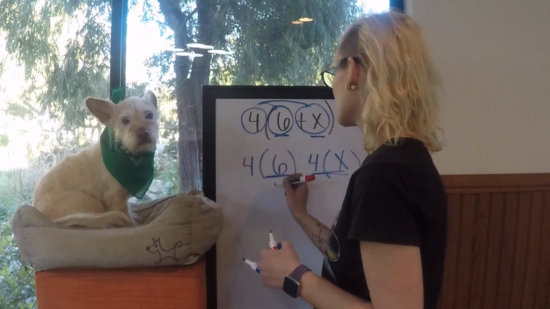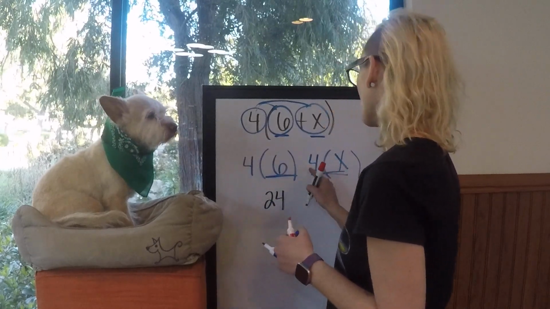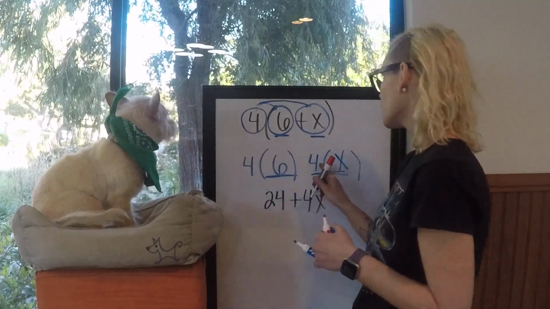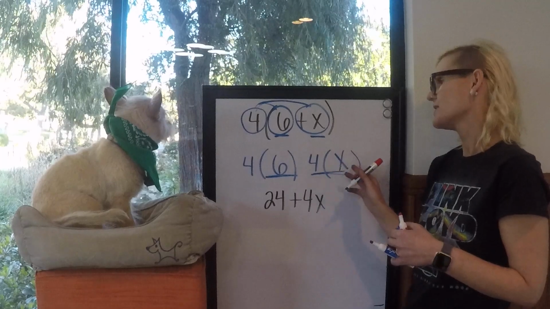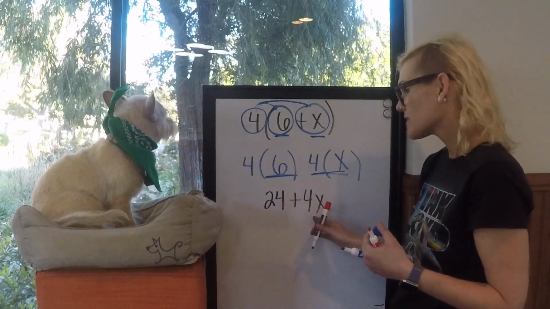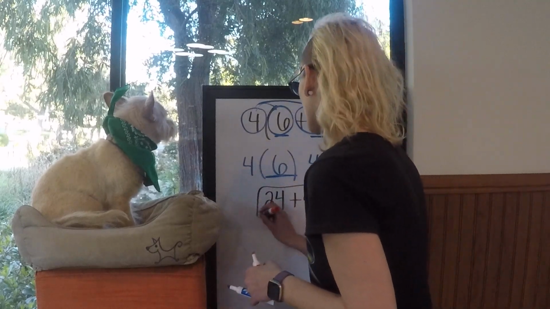So 4 times 6 is 24. 4 times x is 4x. So when you have a number with parentheses x, just write it as 4x. So I can't combine these. They're not like terms. So that's my final answer.